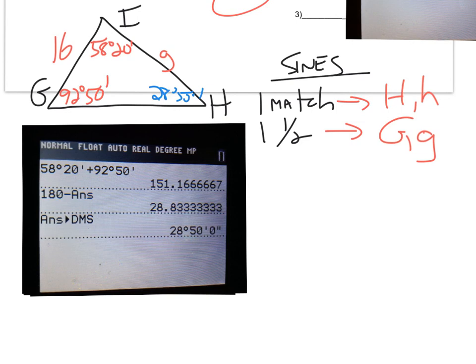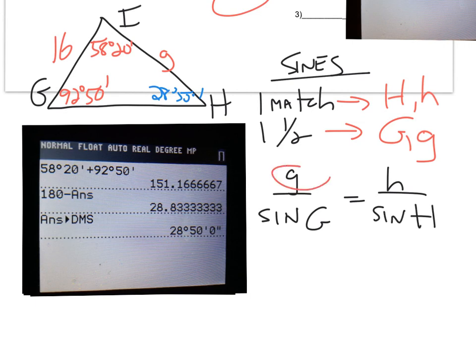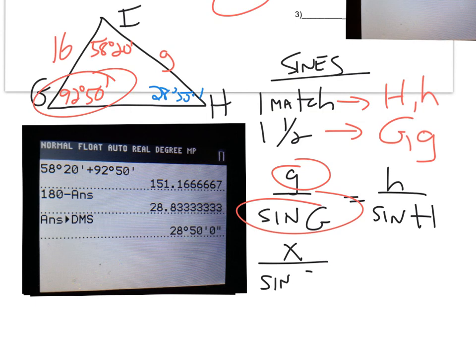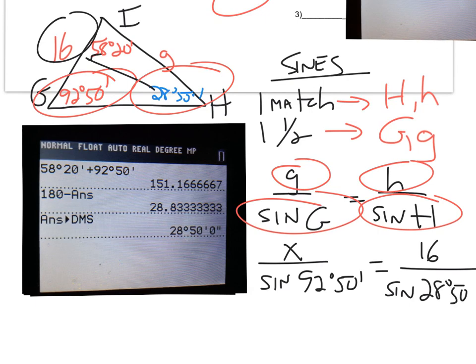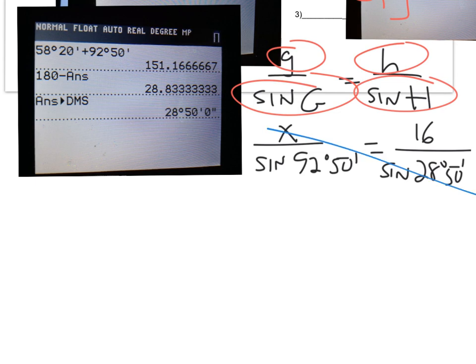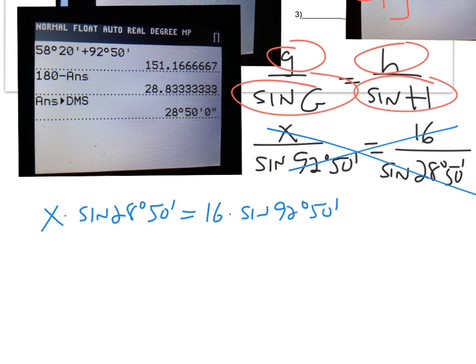So now I'm going to plug into this law of sines that I had set up before. I'm going to have little g over the sine of big G, and that equals little h over the sine of big H. Little g is what I'm solving for, so I'll call that x, divided by the sine of angle G. Angle G was 92 degrees, 50 minutes. So I have x over the sine of 92.50. That equals little h, which is 16, over the sine of angle H, which I just found, the sine of 28 degrees, 50 minutes. I'm going to cross multiply. I have x times the sine of 28.50 equals 16 times the sine of 92.50. And then I'm going to divide both sides by the sine of 28.50 to get x by itself.